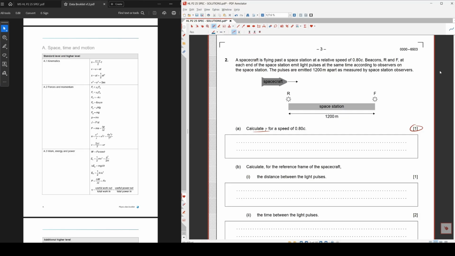Number 2, relativity. This is an HL question. Yeesh, okay. Spacecraft, space station, stuff is moving. These are super fun. Let's see, how do I want to start here?